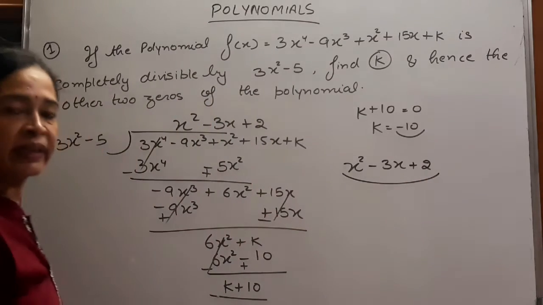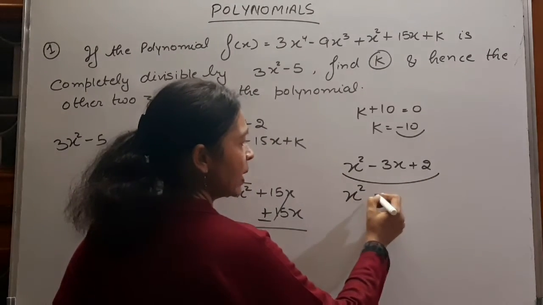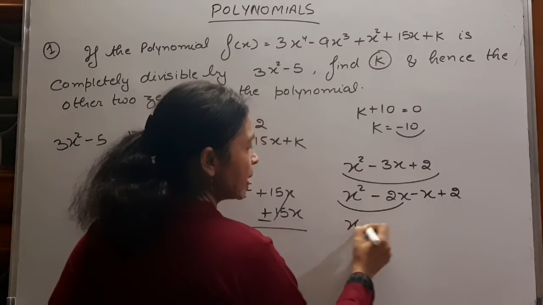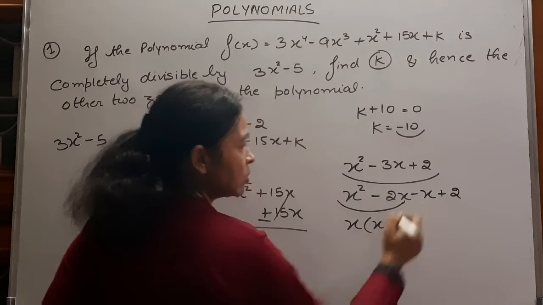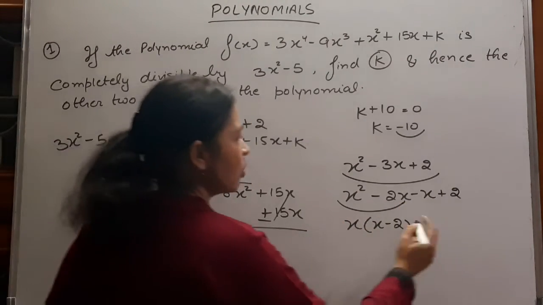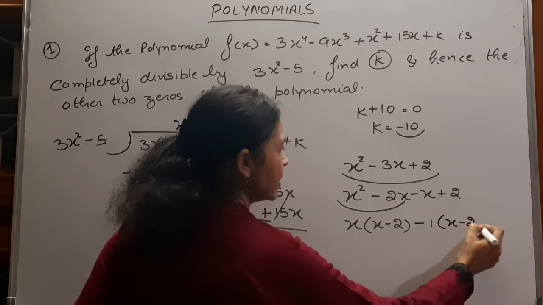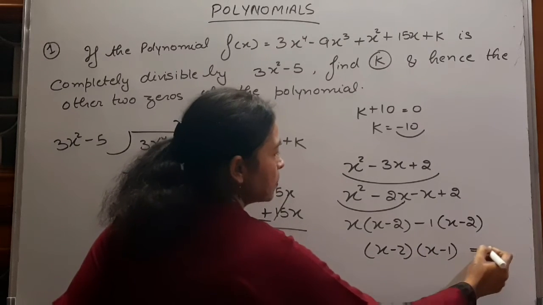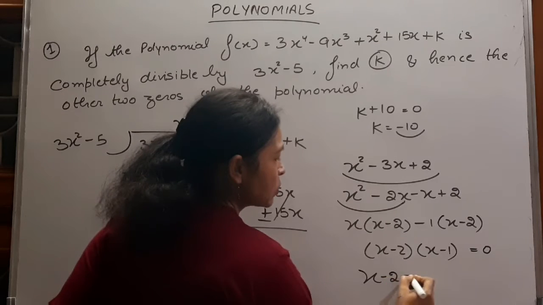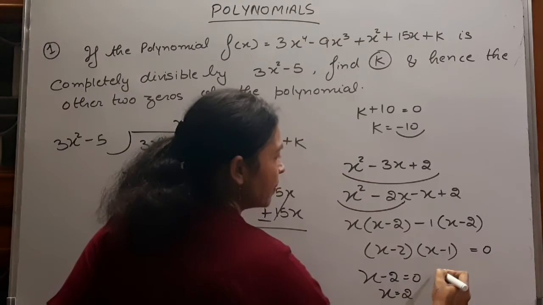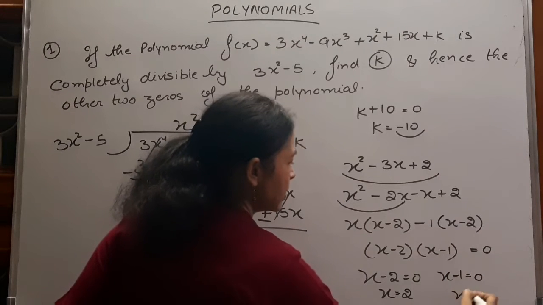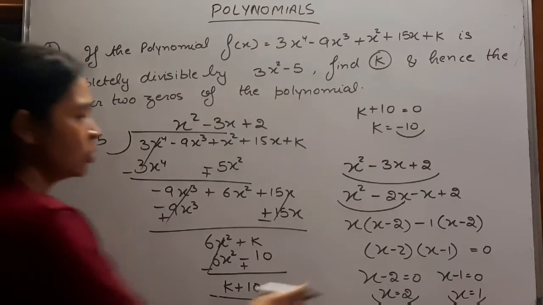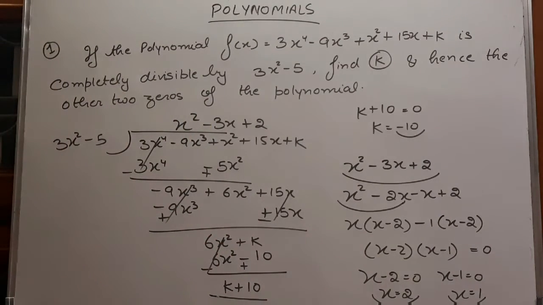What we will do? Split the middle term, make factors: x² minus 2x minus x plus 2. Taking 2 common, taking these 2 terms, take x common, minus 1 common, x minus 2. We have x minus 2 and x minus 1. Put it as 0: x minus 2 equals 0, x equals 2, and x minus 1 equals 0, x equals 1. x equals 2 and x equals 1 are the other two zeros of our polynomial.